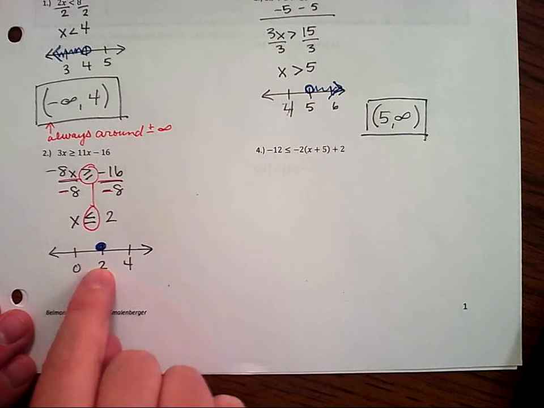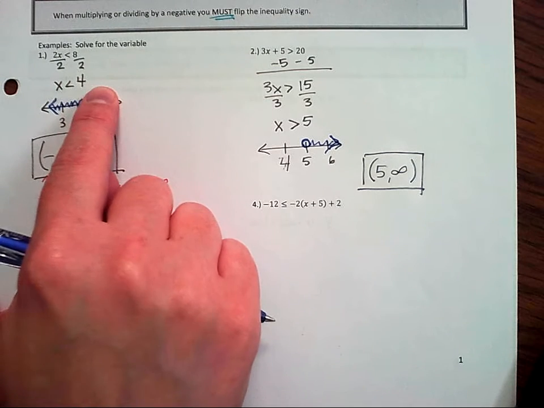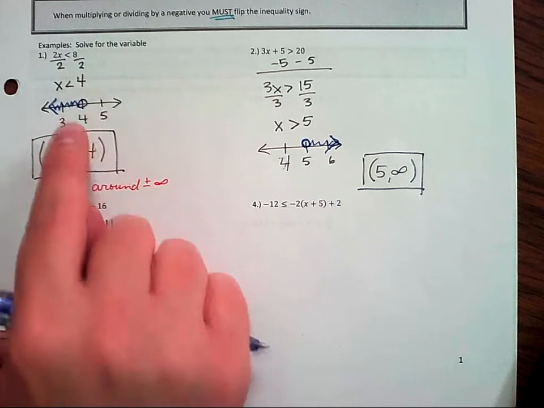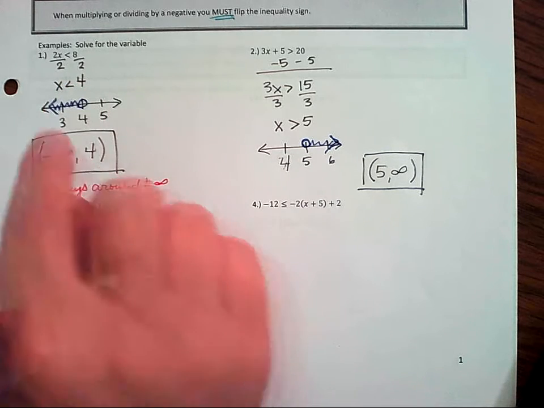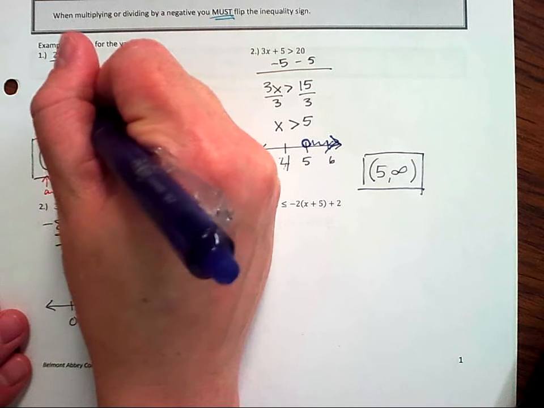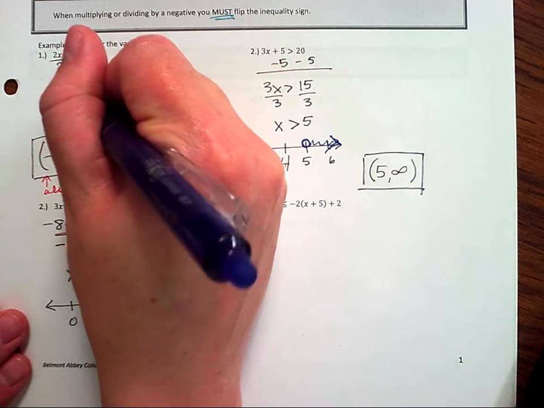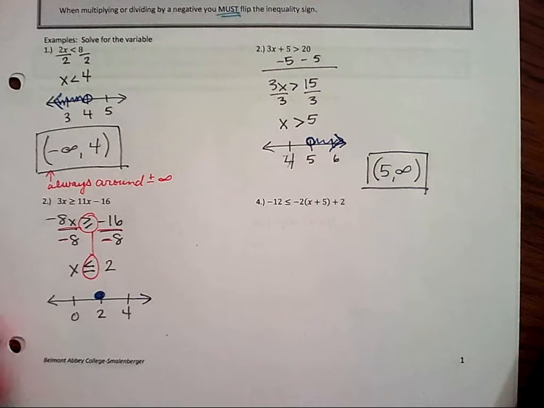So I need to color in 2, right? Whereas here, 4 is less than 4. Not true, right? But 3.99 is less than 4. That's true. 3.9999999 is less than 4. So this is saying I'm including every single number, just not exactly 4. But I'm including everything less than 4.